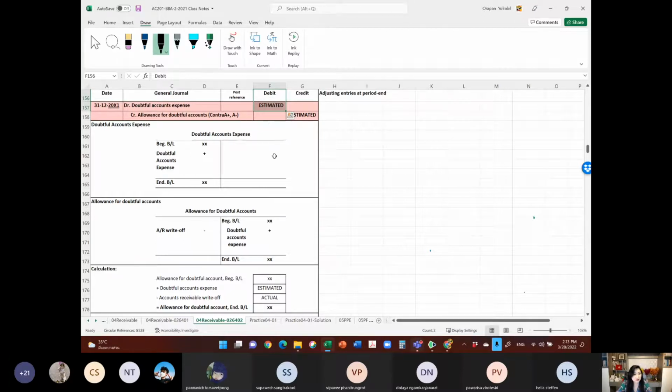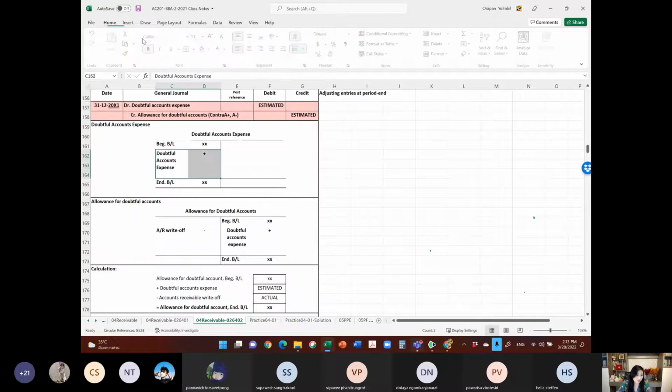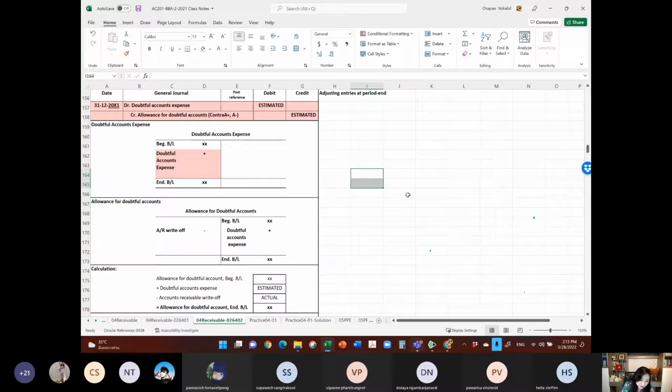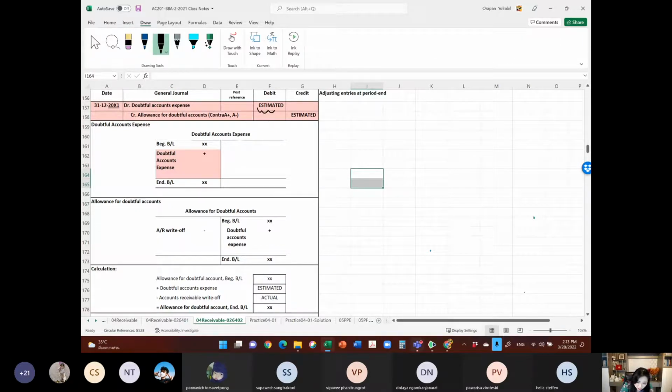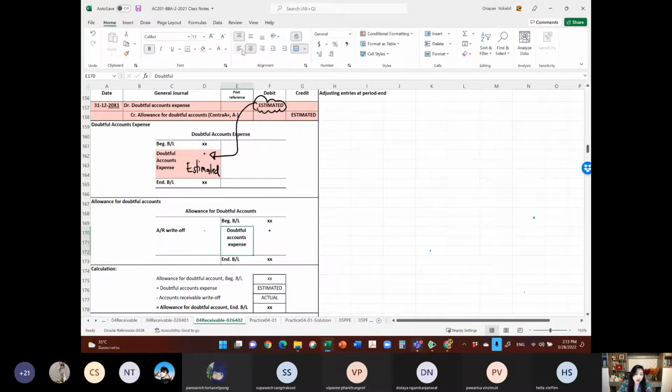So this estimation would be recorded as the expense. Let me bring this along to here. So the amount here that you record is actually estimated. Okay, and not only do you have to record the increase in the expense, but also you have to record the increase in the allowance as well. So this is also estimated. Okay.